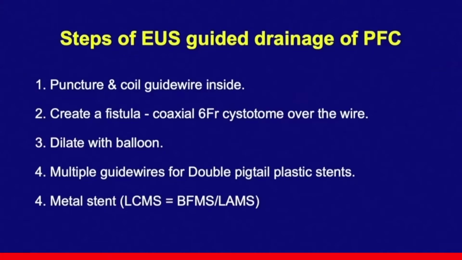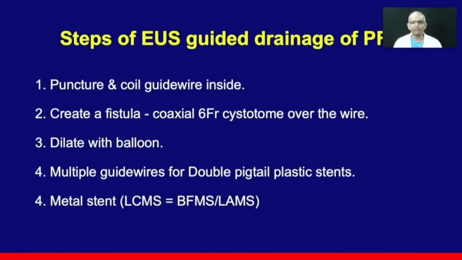Just to remind everybody, these are the steps that we follow when we have to place plastic stents for pancreatic fluid collection drainage. We first puncture with a 19 gauge needle, pass a guide wire inside and coil at least 1 to 2 loops inside the pancreatic fluid collection. Then we create a fistula by passing a 6-French cystotome, which is coaxial and goes over the guide wire. Then we dilate this fistula with a balloon and place multiple guide wires inside the cyst cavity, at least 2, because the intent is often to place 2 stents. 1 stent is usually not sufficient, and these stents have to be double pigtail plastic stents.